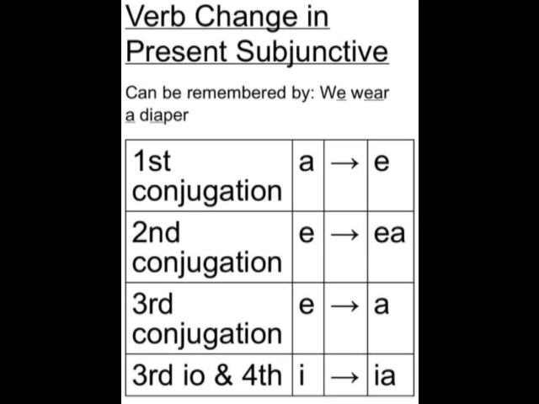The second slide shows a chart for vowel change that occurs only in the present subjunctive. This can be remembered by we wear a diaper. In first conjugation, you change the A to an E. In second, you change the long E to an EA. In third conjugation, you change the E to an A. In third IO and fourth conjugation, you change the I to an IA.